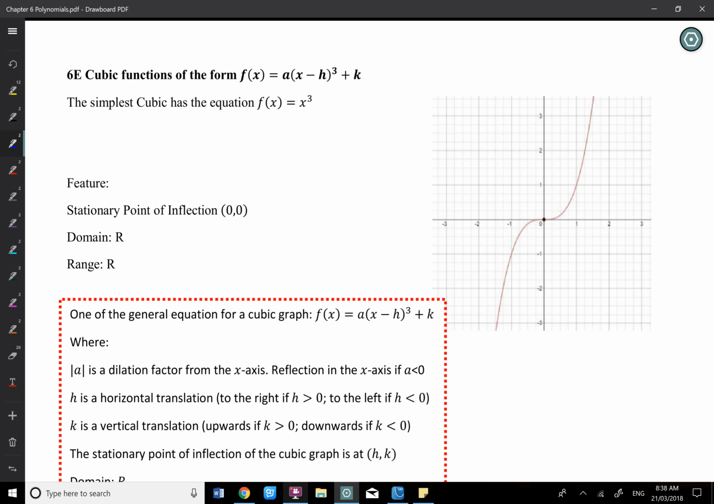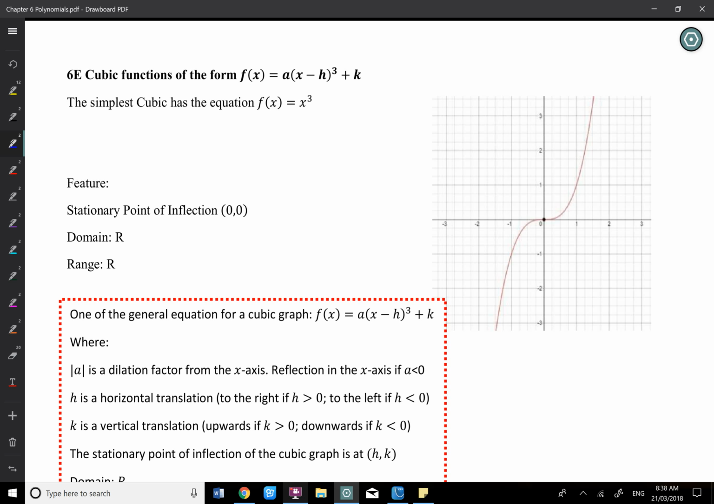So what's the difference? There are two forms, and the different form will give you different shape of the graph. So for cubic, the first form we can have is called the point of inflection form, or you can say stationary point of inflection form.